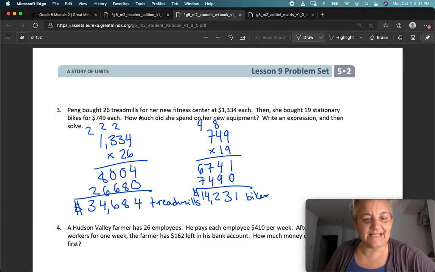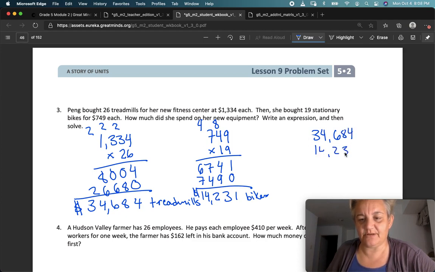Now the question is asking how much did she spend on her new equipment, and she means all of the new equipment. So now we're going to add that together, $34,684 plus $14,231. It's 5, 11, 9, 8, 4. Okay.